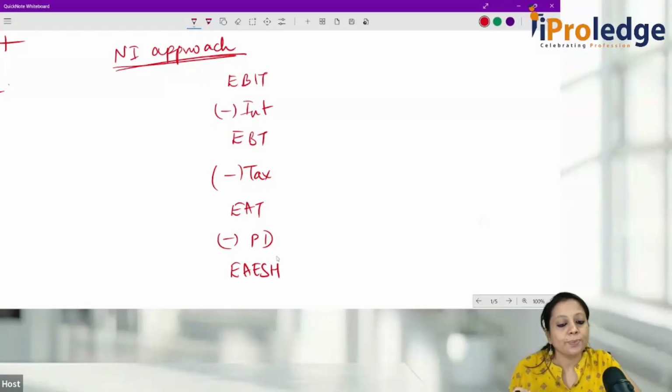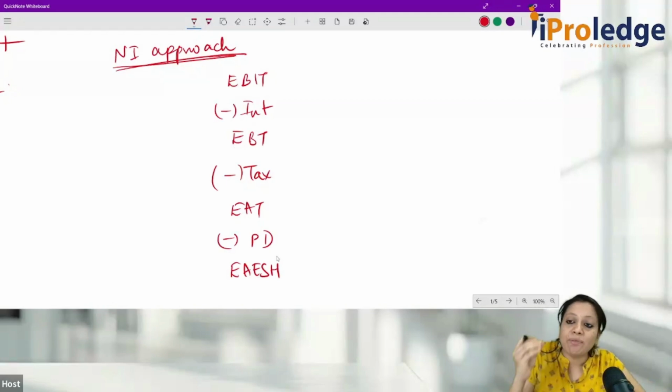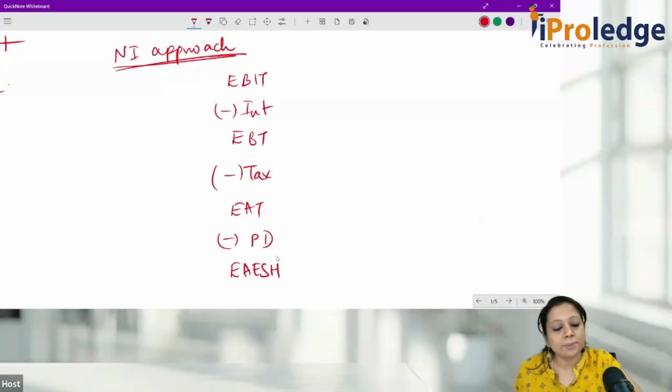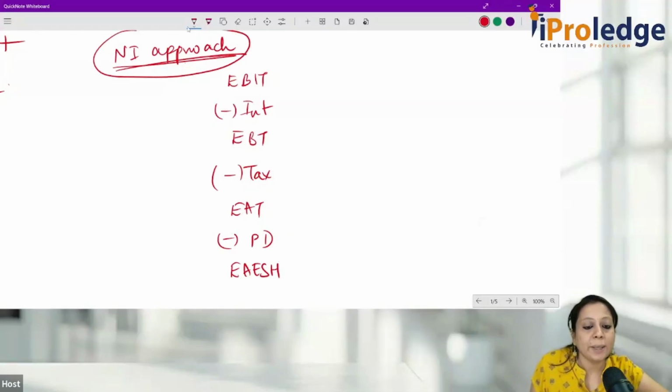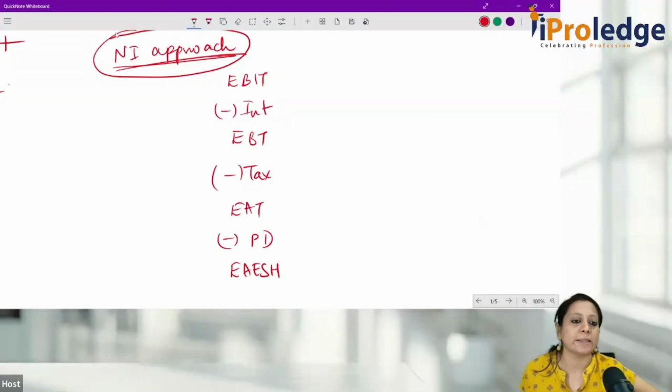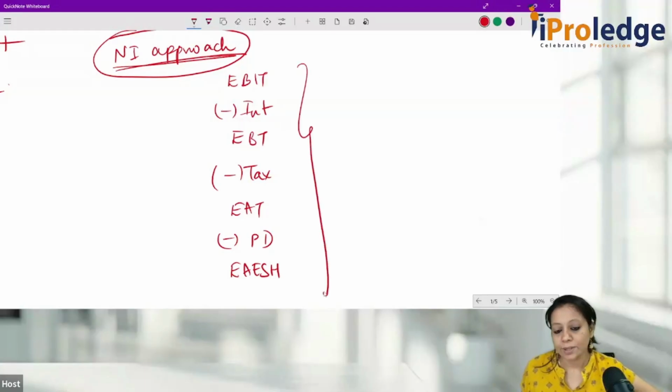Okay. So don't directly apply the formula. If the question says that you have to stick to the net income approach, that means you need to follow this format, right? Otherwise, marks may not be awarded. So please look out for the question. Have they mentioned net income approach? Then you have to follow this sequence. Okay. So this much is known to us now.